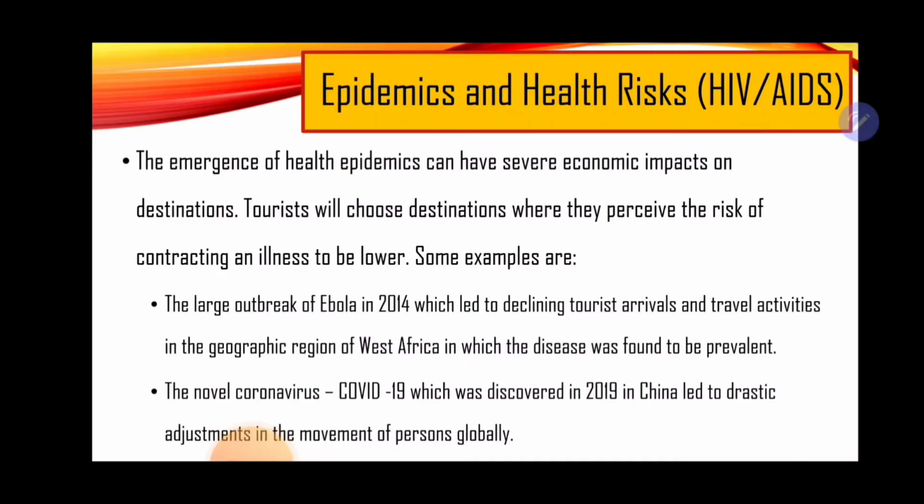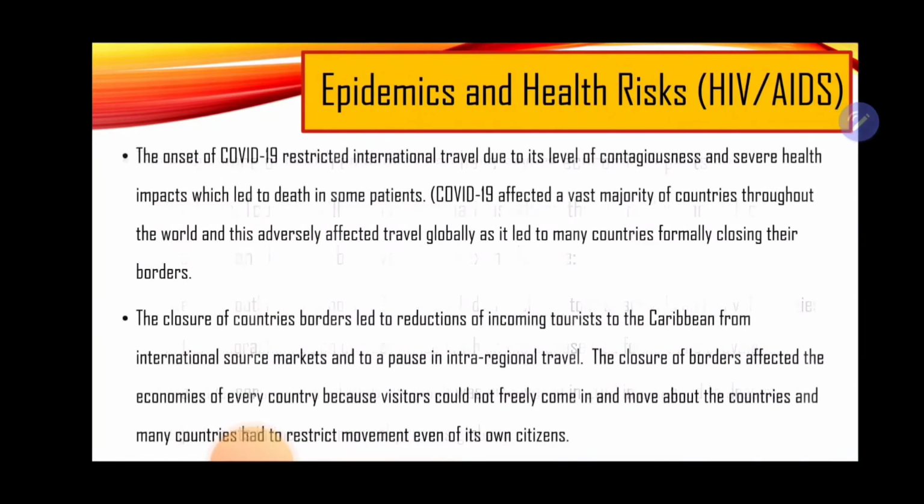Also, the novel coronavirus, COVID-19, which was discovered in 2019 in China, led to drastic adjustments in the movement of persons globally. And now we're going to look at some further fallout of the COVID-19 epidemic, right? Now, the onset of COVID-19 restricted international travel due to its level of contagiousness and severe health impacts, which led to death in some patients.